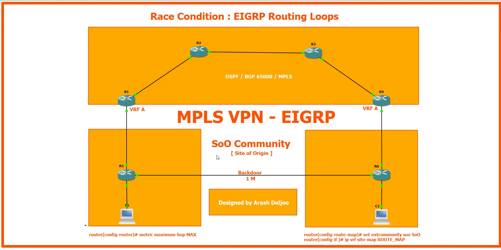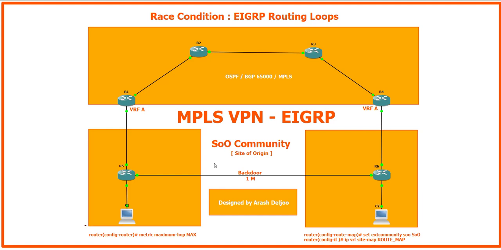and here again we have the same scenario, and also we have another race condition. You know that in the previous video I talked about a race condition, and we solved that race condition with the cost community. Cost community can solve the race condition without any configuration from the administrator. You learned about this in the previous video, but in this video I'm going to show you another kind of race condition and how we can solve that race condition with the SoO, or site of origin.